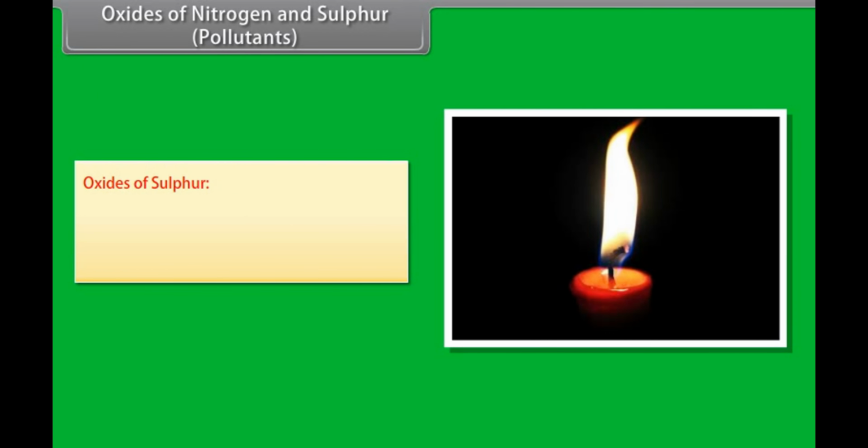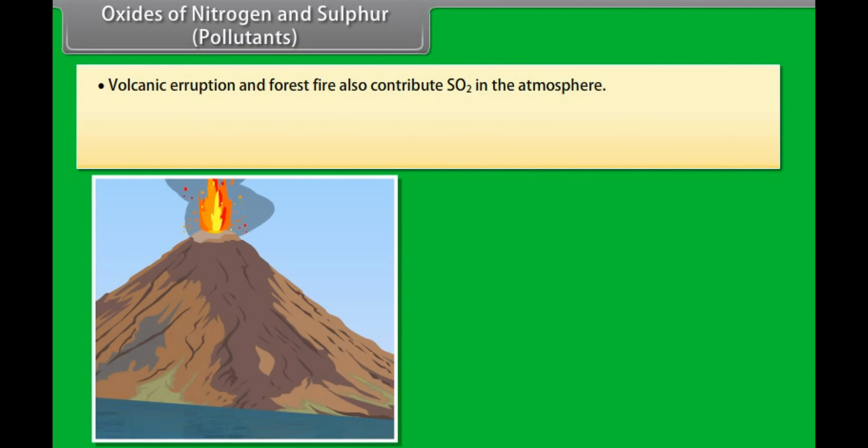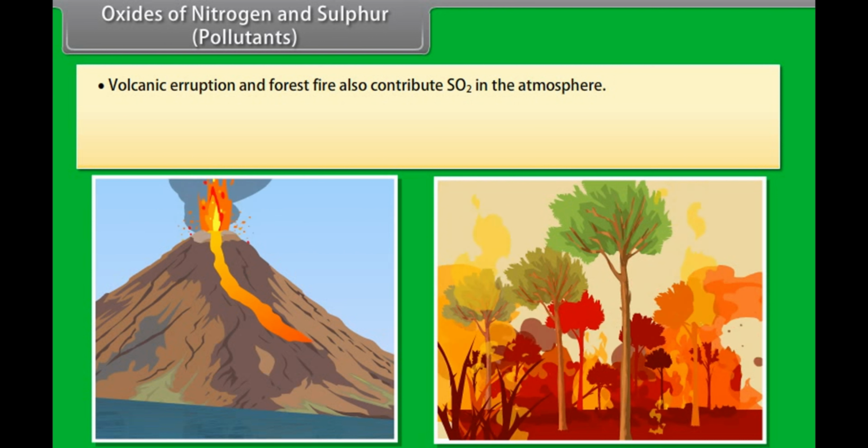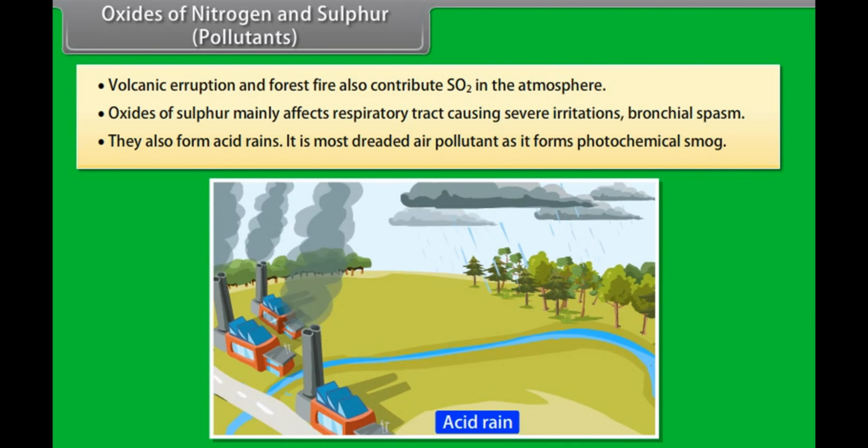Oxides of sulfur. The main sources of oxides of sulfur are roasting of pyrite ores and burning of petroleum products. Volcanic eruptions and forest fires also contribute SO2 to the atmosphere. Oxides of sulfur mainly affect the respiratory tract, causing severe irritation and bronchial spasm. They also form acid rains. It is the most dreaded air pollutant as it forms photochemical smog.